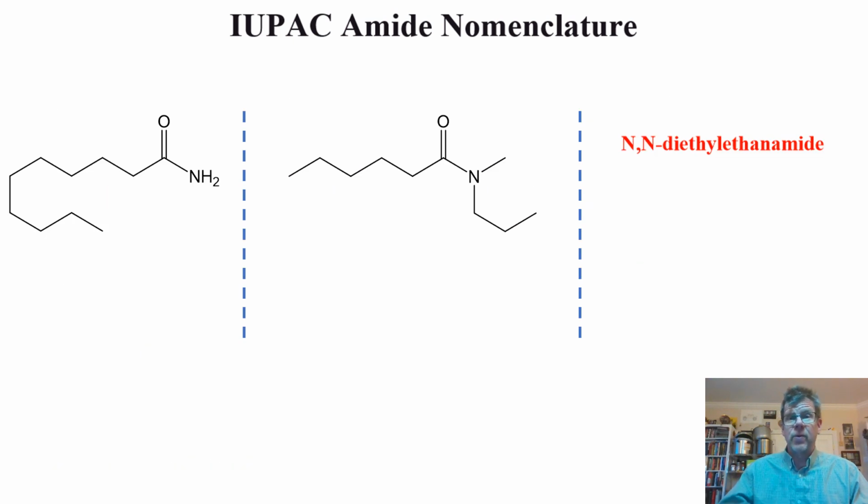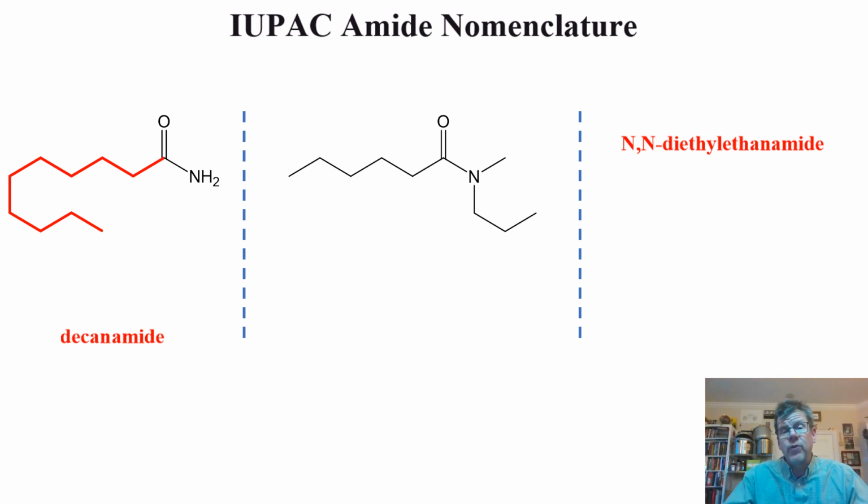Let's look at some examples of IUPAC amide nomenclature. Looking at the structure over here on the left, we recognize it as an amide, and we look for that longest continuous carbon chain, which includes that amide carbonyl. That would be these 10 carbons right here. If this were a 10-carbon alkane, we would call it decane. But it's not. We recognize that already as an amide, so we remove the E from the corresponding alkane name and bring in the suffix amide.